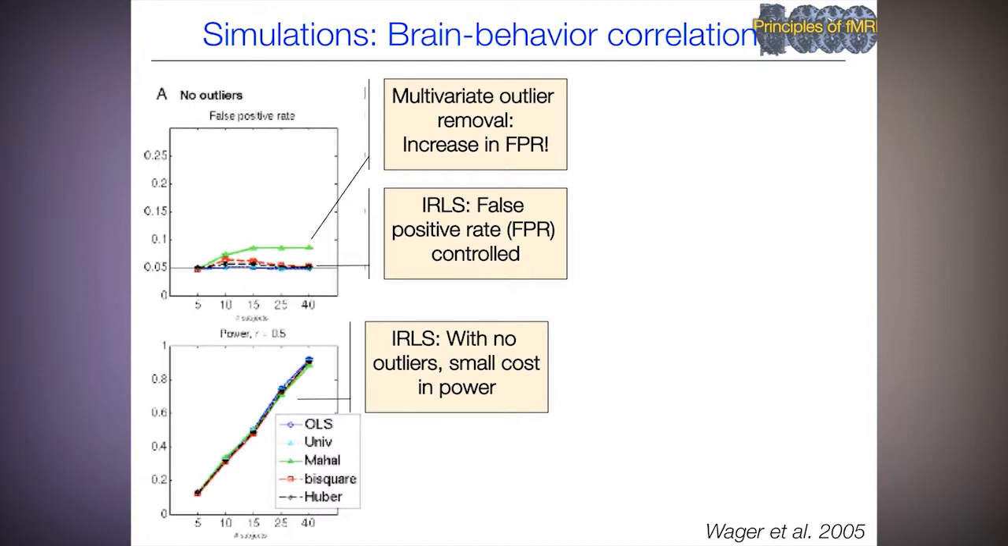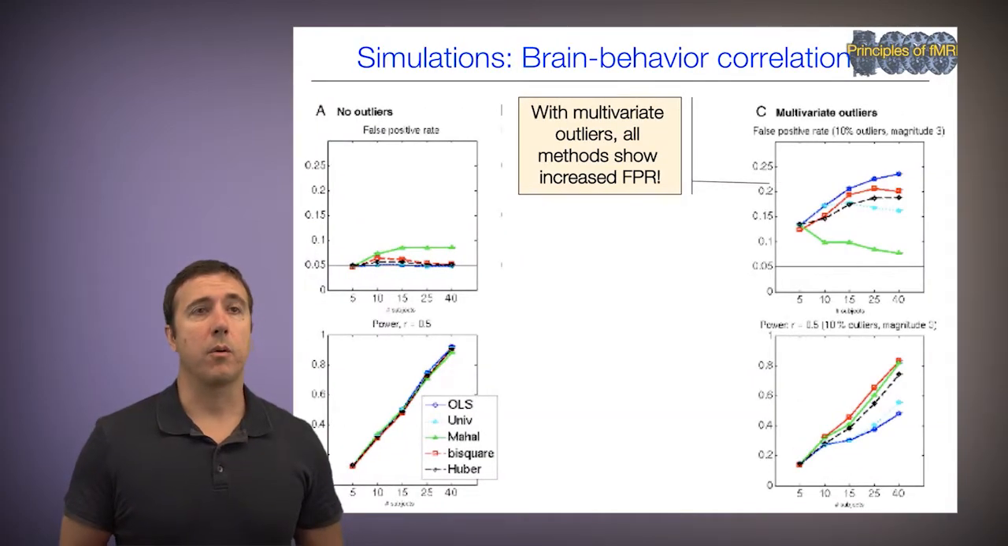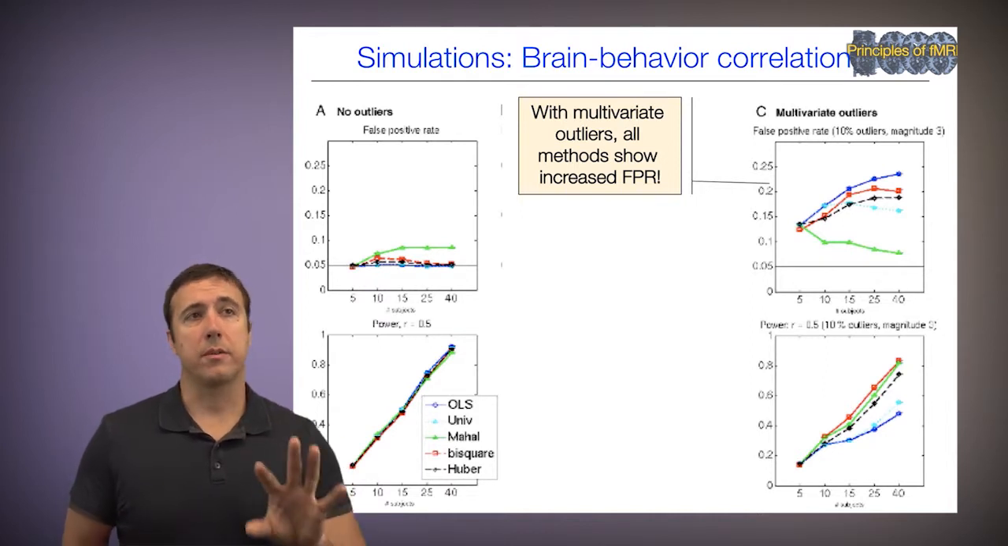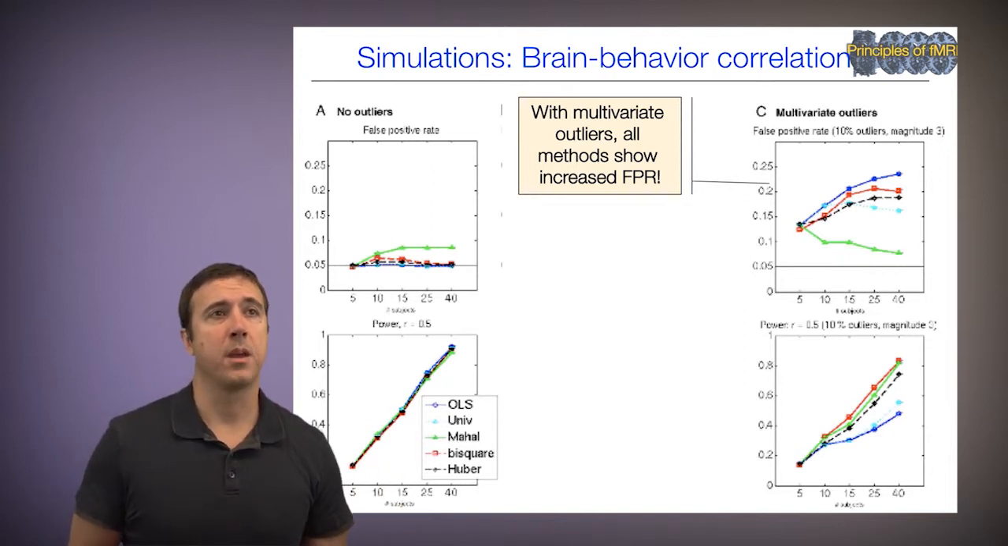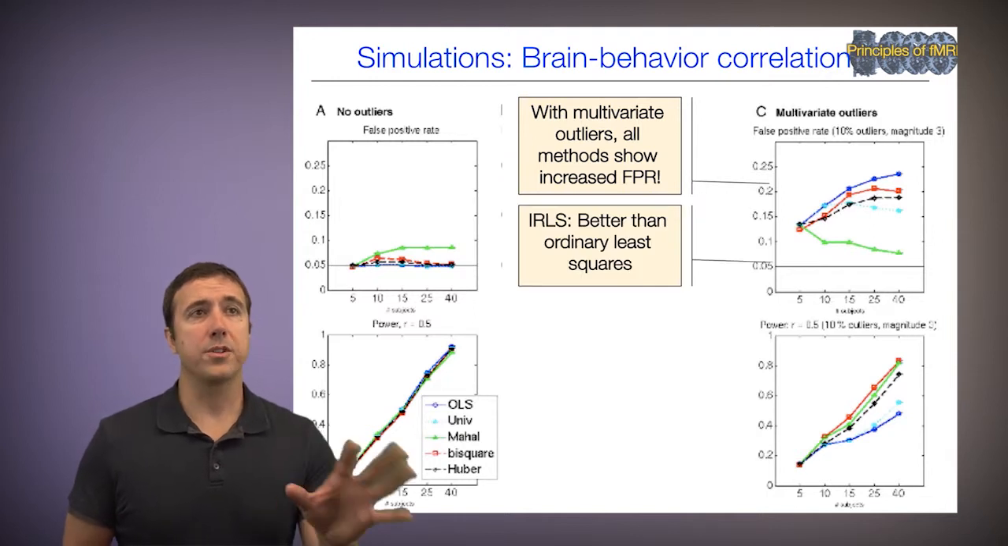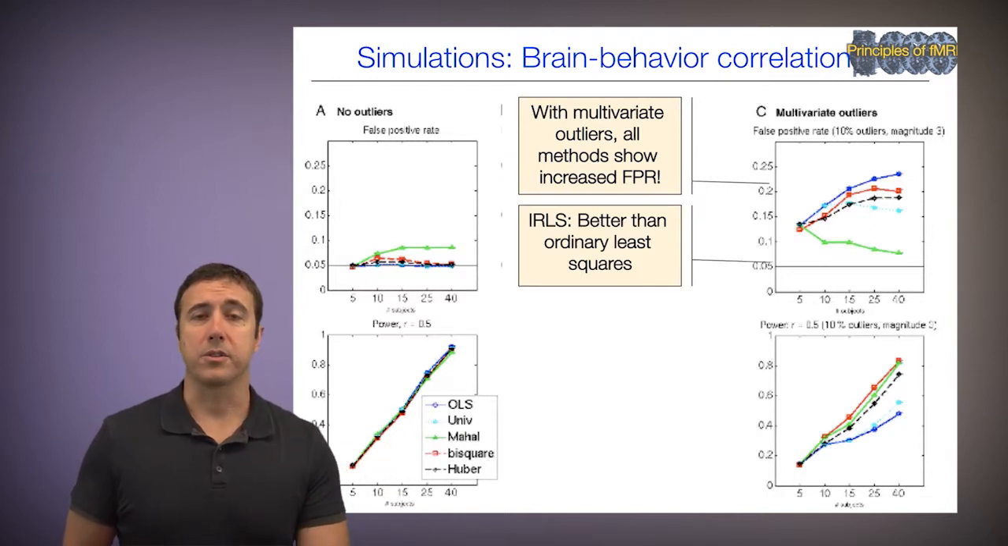So there's the increase in false positive rate. Now we'll look at a case, and these are brain behavior correlations where we have multivariate outliers, values that have higher variance on both the predictor and the outcome. And what do we see here? Well, with multivariate outliers, all of the methods show increases in false positive rates above the nominal false positive rate of 0.05, which is the solid horizontal line. But the worst of those is the ordinary least squares solution.